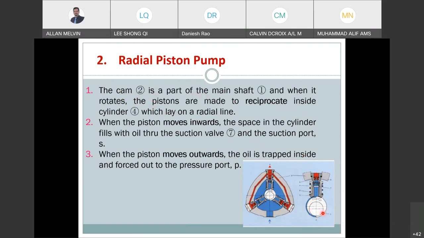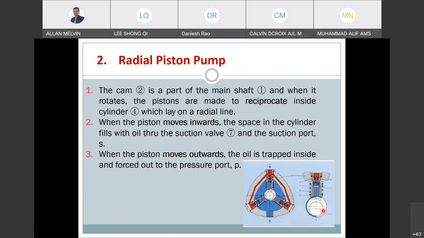So you have it here, attached to shaft 1, and when it rotates, the pistons are made to reciprocate in cylinder 4. You can see this whole thing is inside here. You have 3 sides. Where is number 4? Okay, number 4. When it moves, it will draw oil inside.